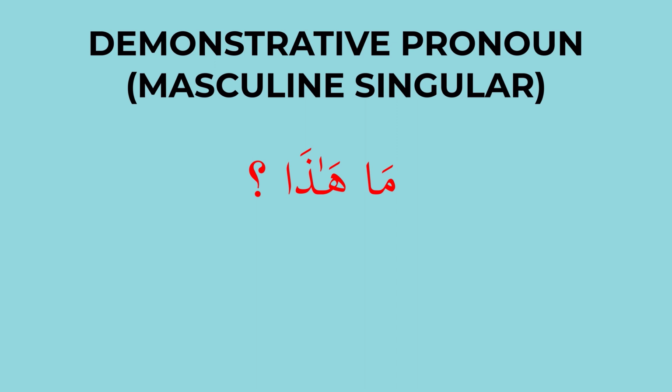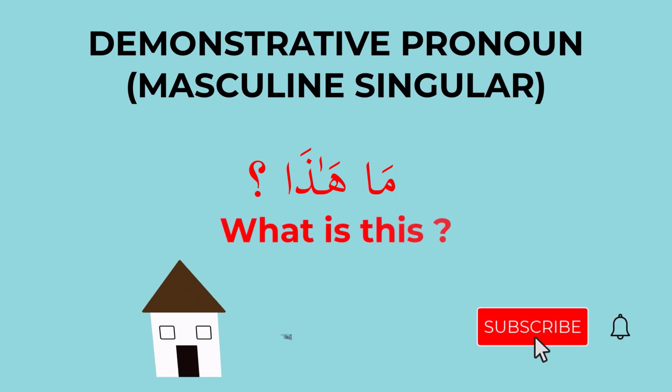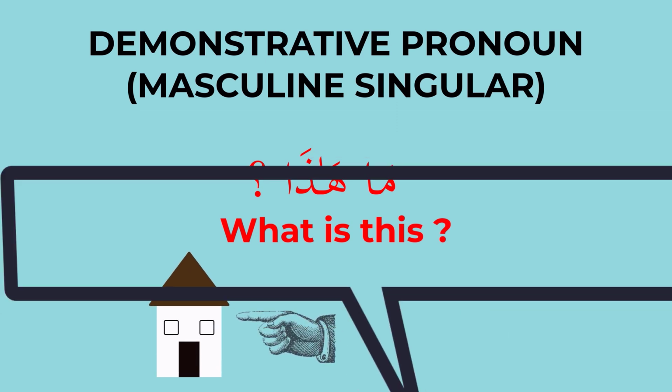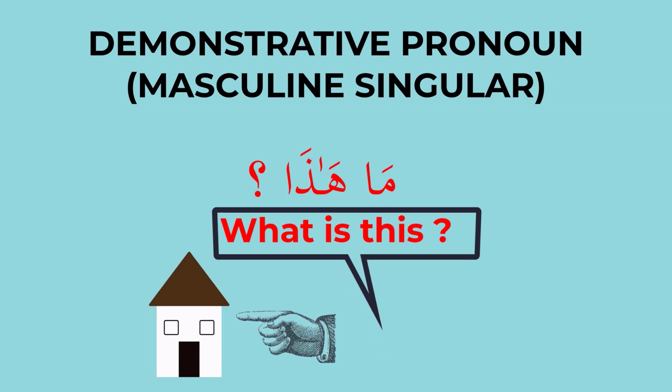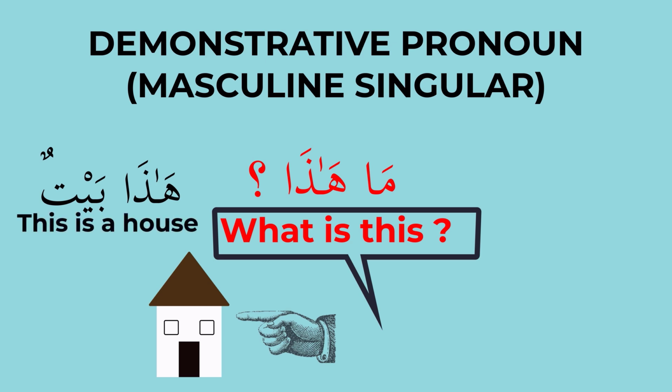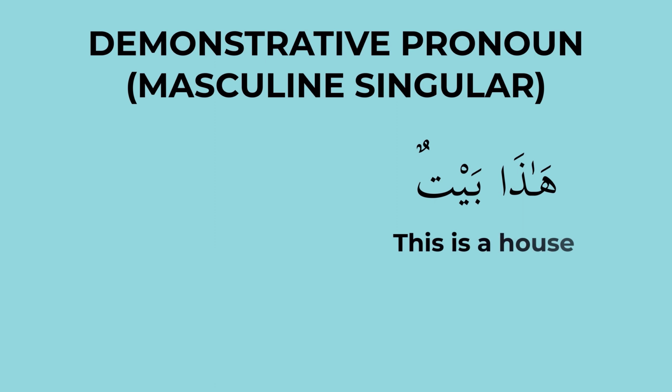Okay. So when you ask a question, you say ma hadha. Ma means what? Hadha means this. What this? No, but it is what is this? Because the copula verbs are not in Arabic. Okay, linking verbs are not there. Ma hadha. What is the answer? Hadha baytun. This is a house. What is this? This is a house. Hadha baytun. This is a statement.